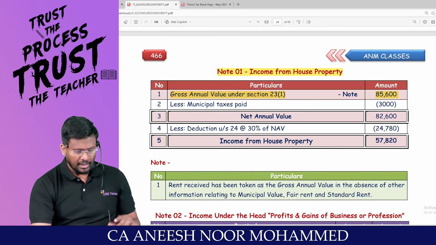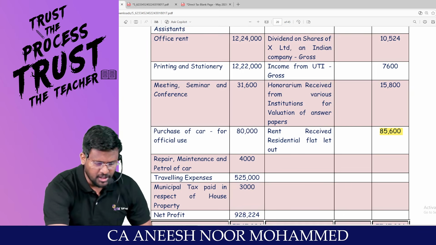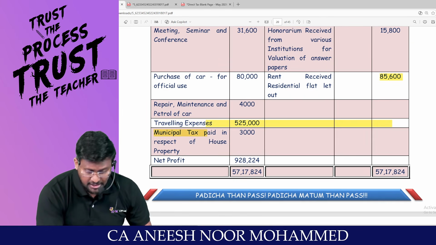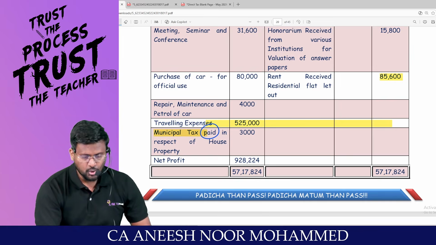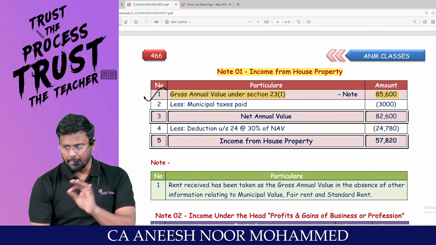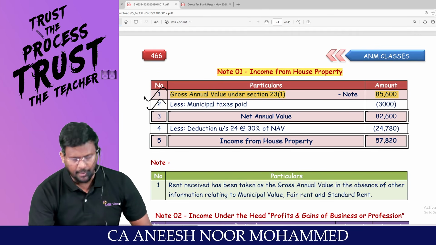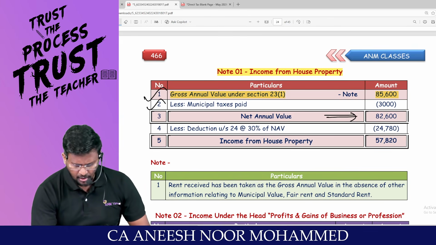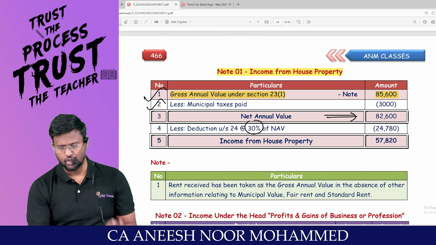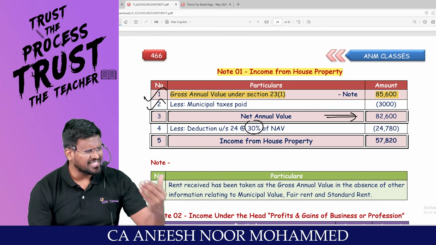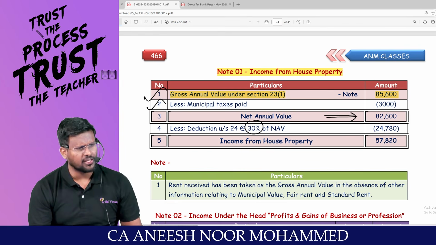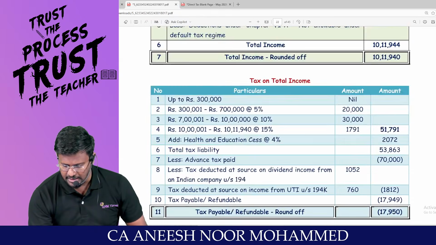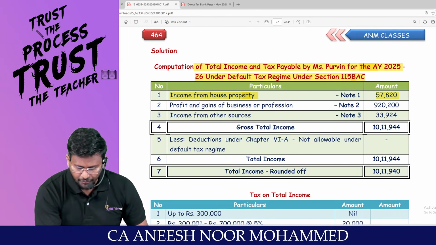That we have done. Less local tax or municipal tax paid. Look at here. Municipal tax in respect of house property, municipal tax paid, they said. Am I right? So this 3,000 should be added back in PGBP and should be reduced from IFHP. You will be getting net annual value of 82,600. On that you can claim 30%. This is allowed under both the default tax regime and the optional tax regime. So income from house property will be 57,820. We have completed 57,820.